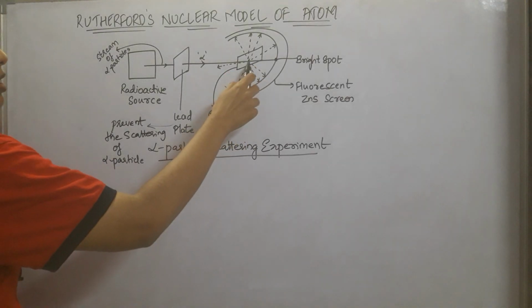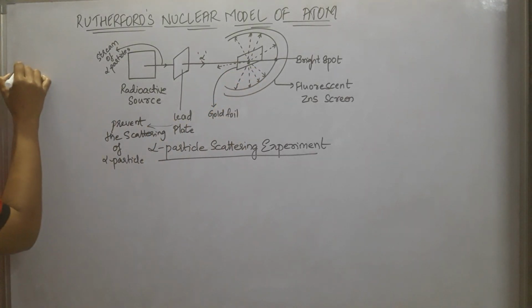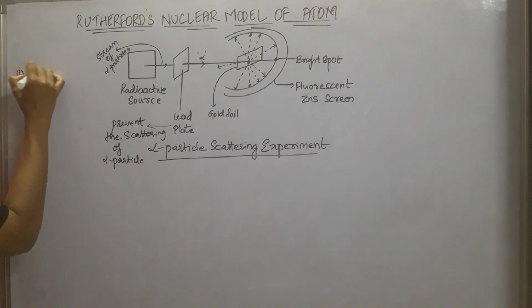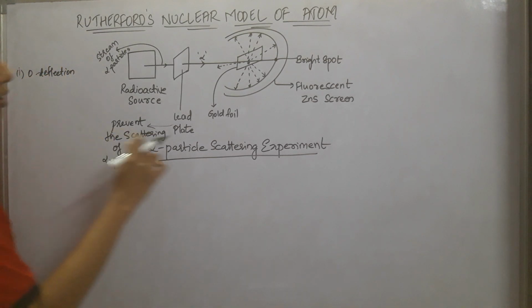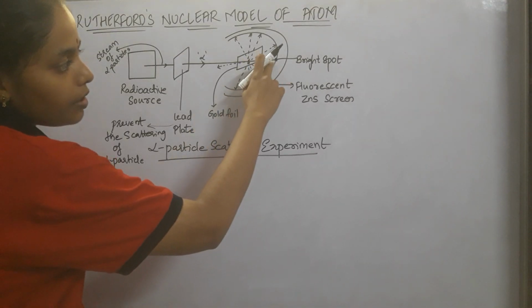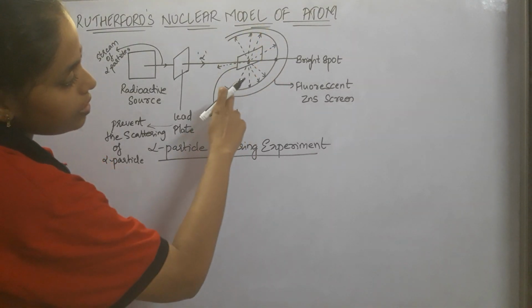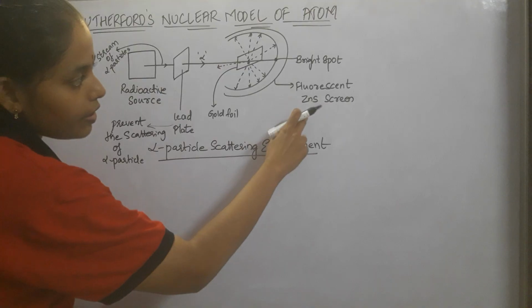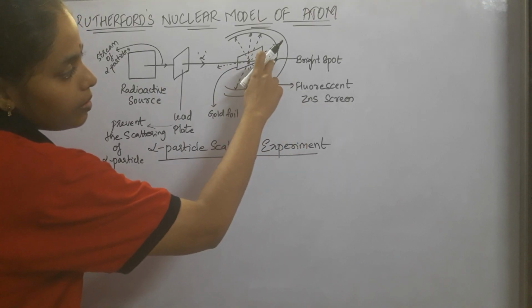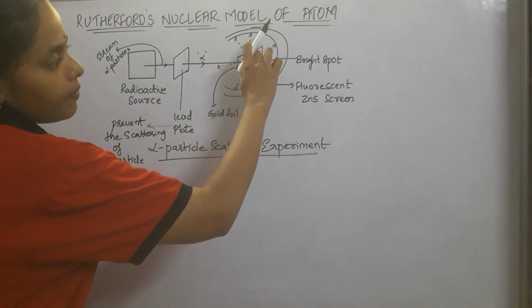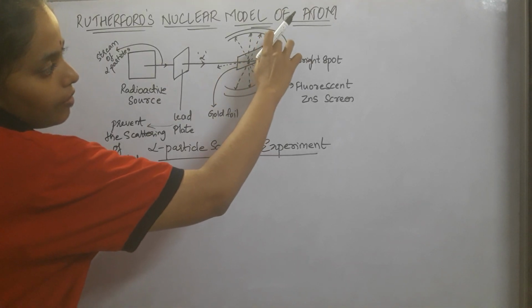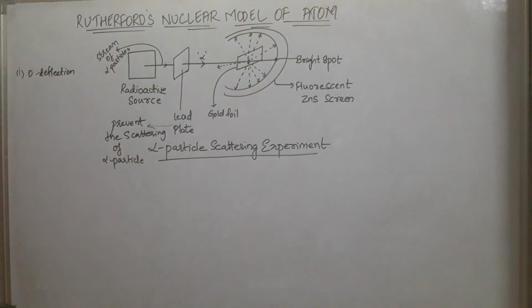When they strike here, most of them showed zero deflection, that is, they were undeflected. They directly struck this point on the fluorescent screen, the zinc sulfide screen. Whenever an alpha particle falls onto the screen, it shows a bright spot. So when they show deflections, even at these positions they show a bright spot.